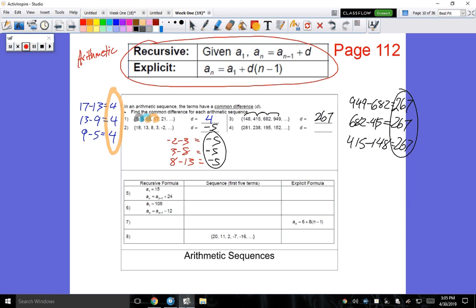Okay? But either way, over here we subtracted, and we were showing that it was a pattern of negative 5. And then over here, what would this pattern be? Those of you working ahead, what would you get for a common difference on number 4? Negative 43. Say it one more time, guys. Negative 43. Okay, negative 43.